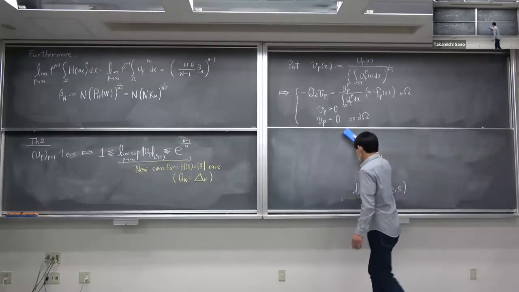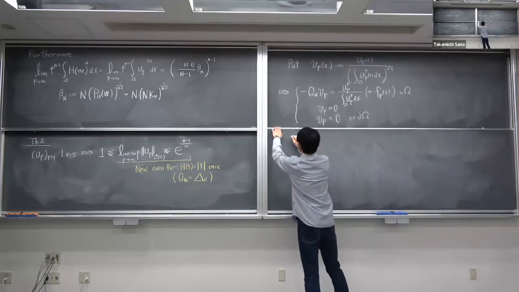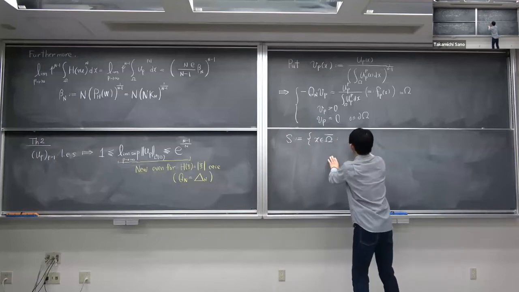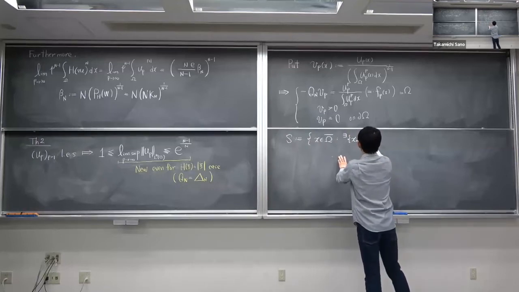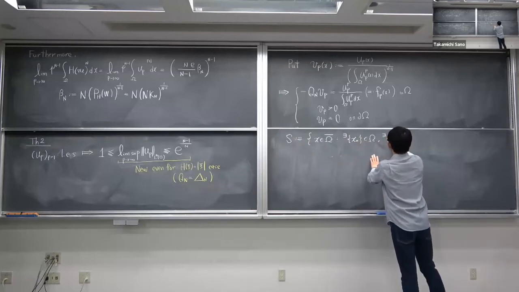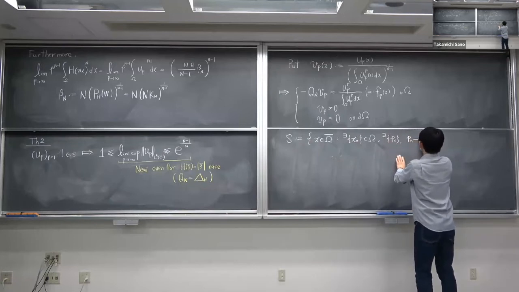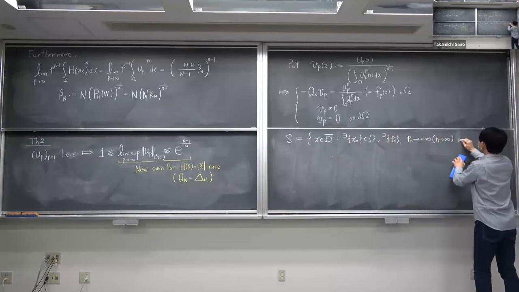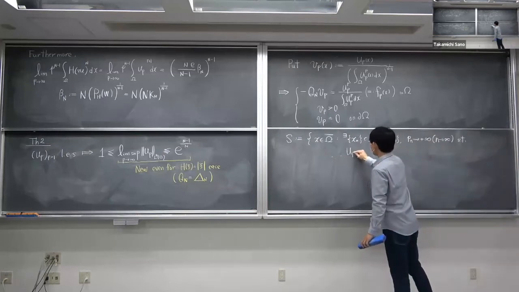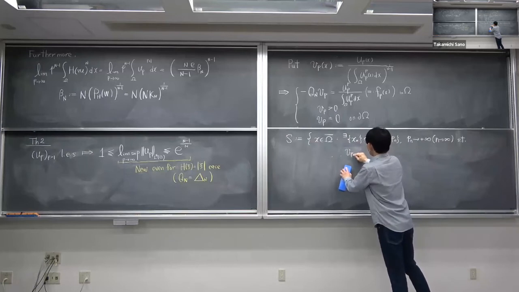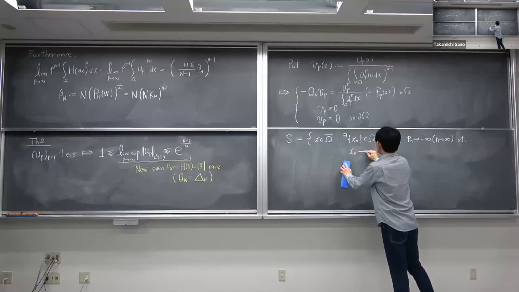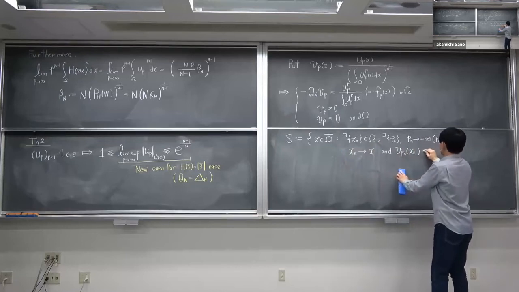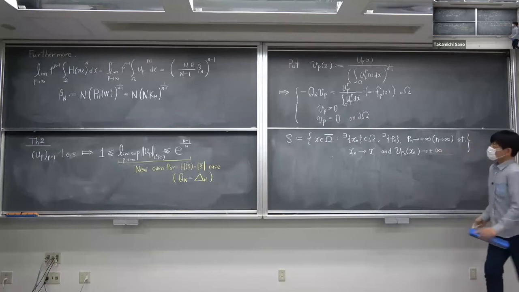And also, we want to define the blow-up set S. S is the set of points x in omega bar such that there exist some points xn in omega, and there exists some Pn, Pn goes to plus infinity as n goes to infinity, such that xn goes to x, and Vpn of xn goes to plus infinity. This set is called the blow-up set.